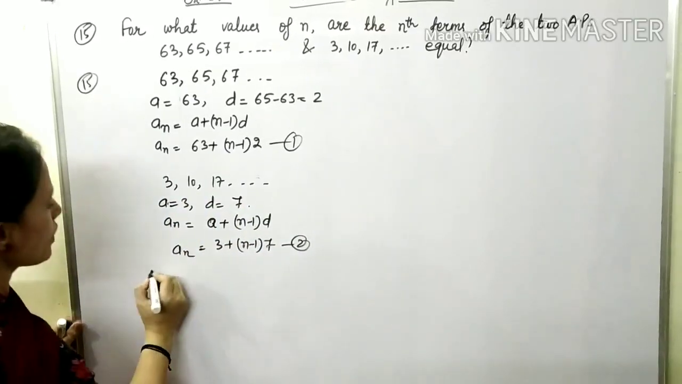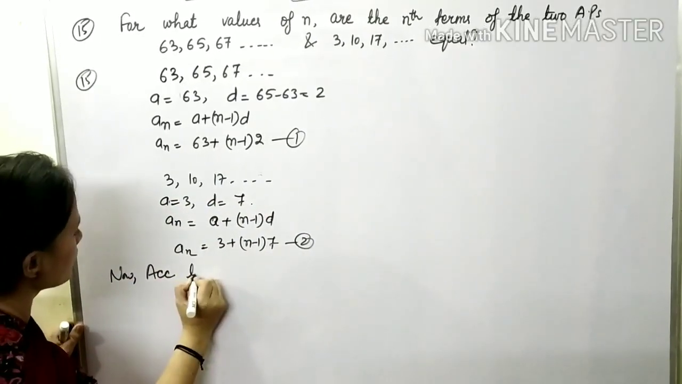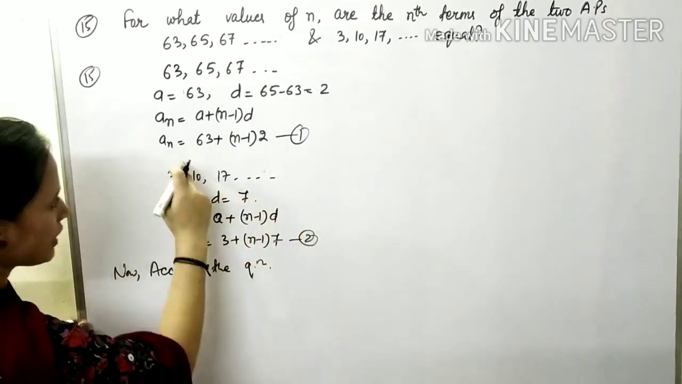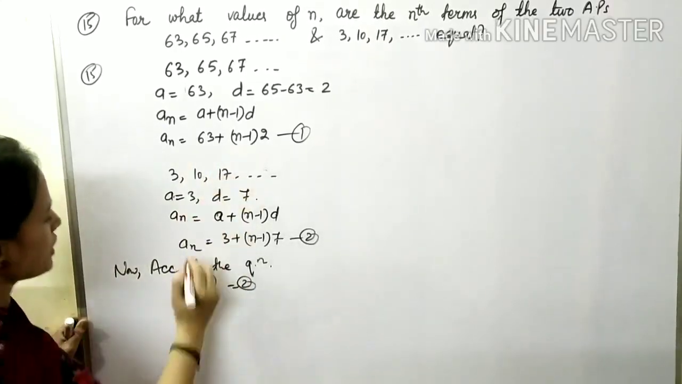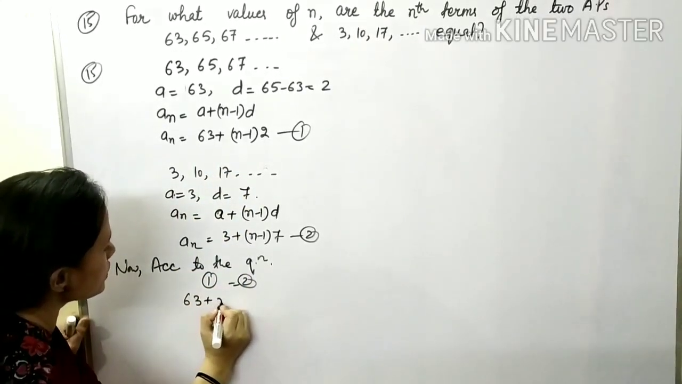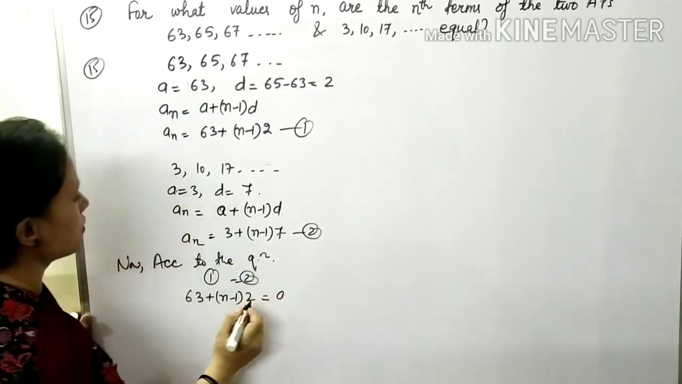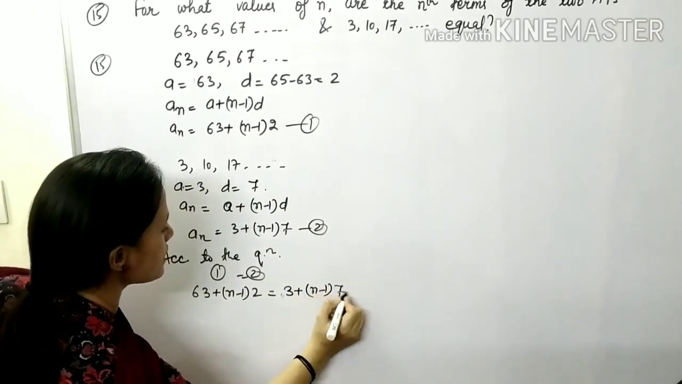And now according to the question, these two values are equal. So equation 1 is equal to equation 2, we can write. We can equate the right hand side of both the equations: 63 plus (n minus 1) 2 equals 3 plus (n minus 1) 7.